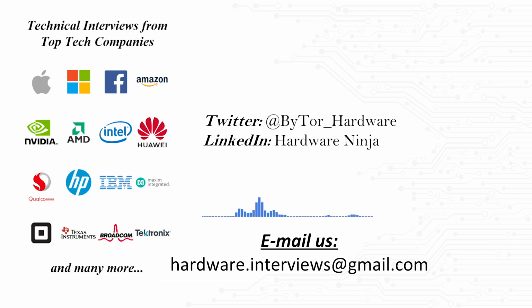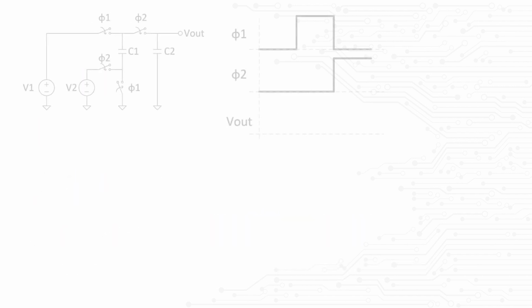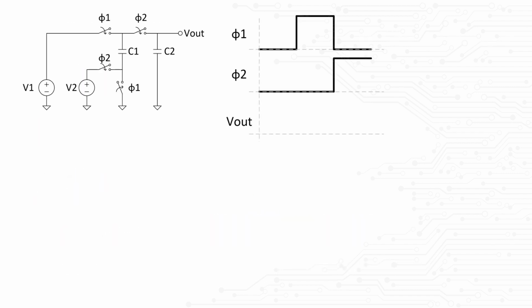All right, let's jump into the question for today. The interviewer will show you the following circuit and will say the following: Assume all capacitors are initially discharged. Can you derive the voltage at Vout after a cycle of Phi1 and Phi2?